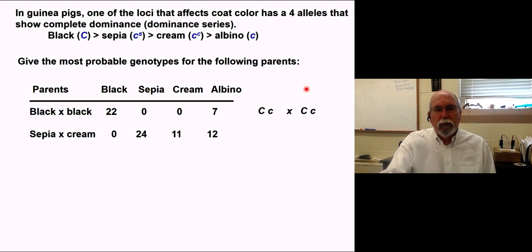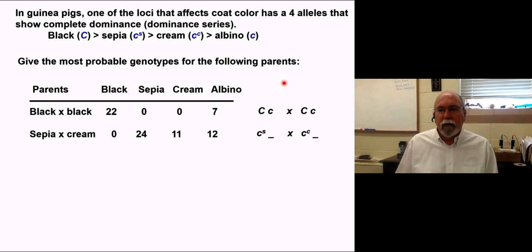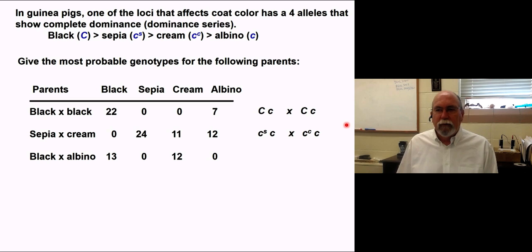Let's just try a couple more, and follow through with this. We've got a sepia and cream, and we get some progeny. So let's figure out as much as we can about sepia and cream. Well, we've got C^s and C^c as at least each of the parents. We know that. Now we just have to figure out what the other allele is, right? Again, look what we end up with. We end up with an albino here, right? Which means we've got to be hiding a little c here and a little c here. So just from that, we know that we've got, again, a heterozygous cross.